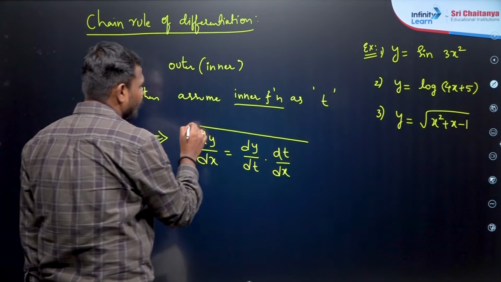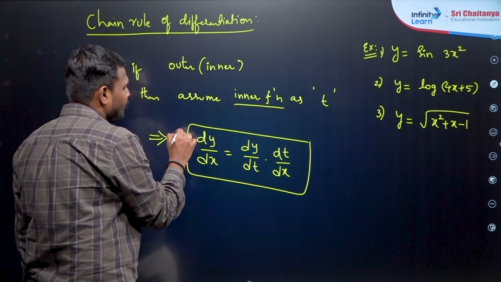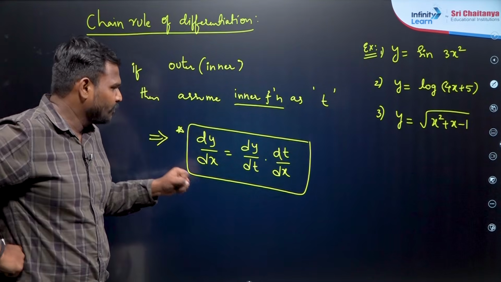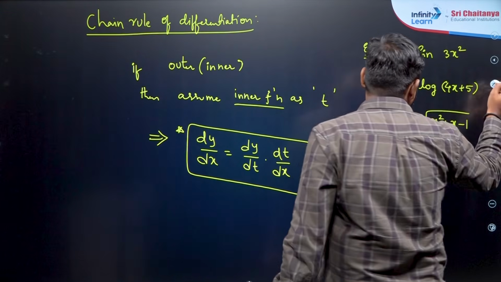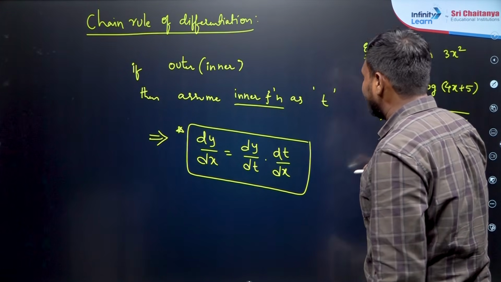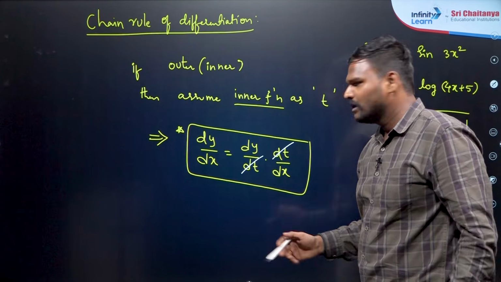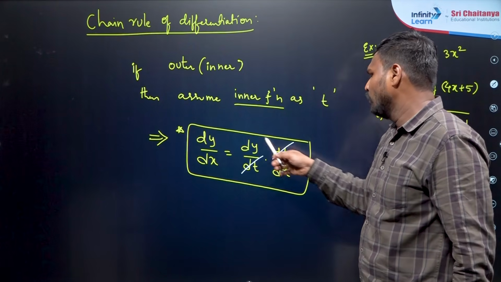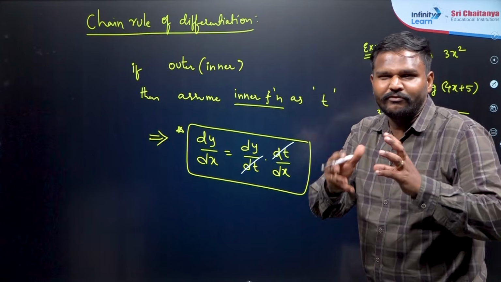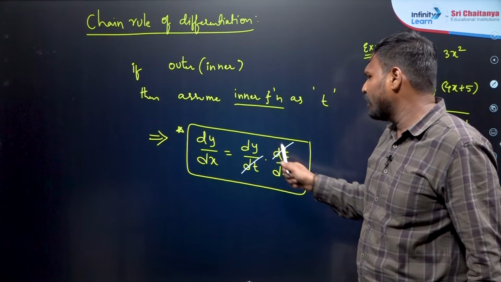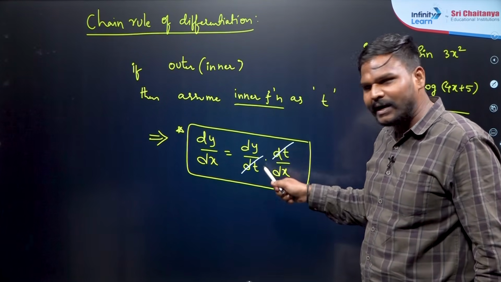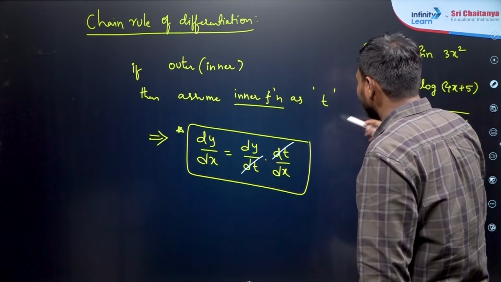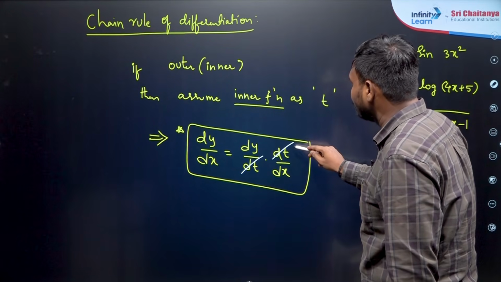This is the method of how we solve such type of questions. Why? Because in mathematics, whenever you multiply and divide by the same quantity, no change should happen. Dy by dx is still equal to dy by dx. But we have modified how we write. Instead of dy by dx, we are writing dy by dt into dt by dx. So what difference will it bring? Let us focus.